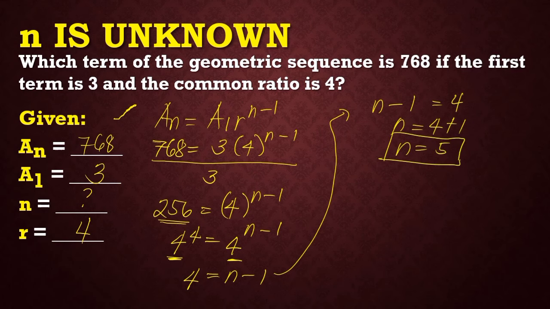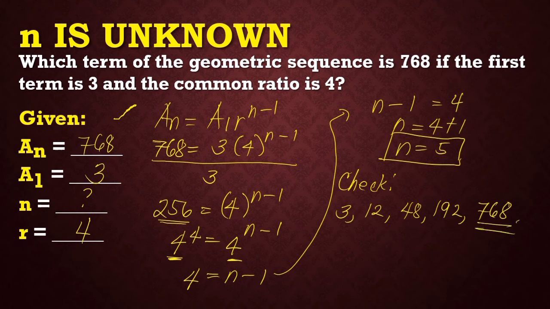So, yung 768, pang fifth term daw siya ng ating given sequence. To check, so yung first term natin is 3. And then we multiply 4, that is 12. Another 4, 48 times 4, 192. And another 4, that is 768. As you can see, 768, that is correct na pang fifth term nga siya ng ating given sequence.